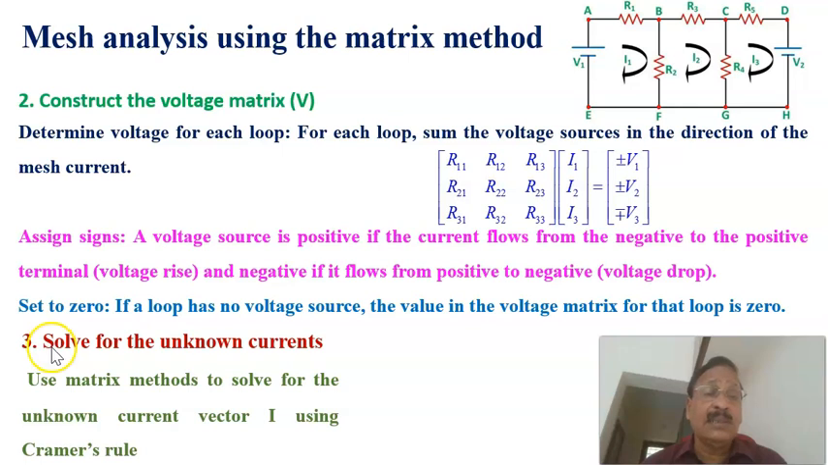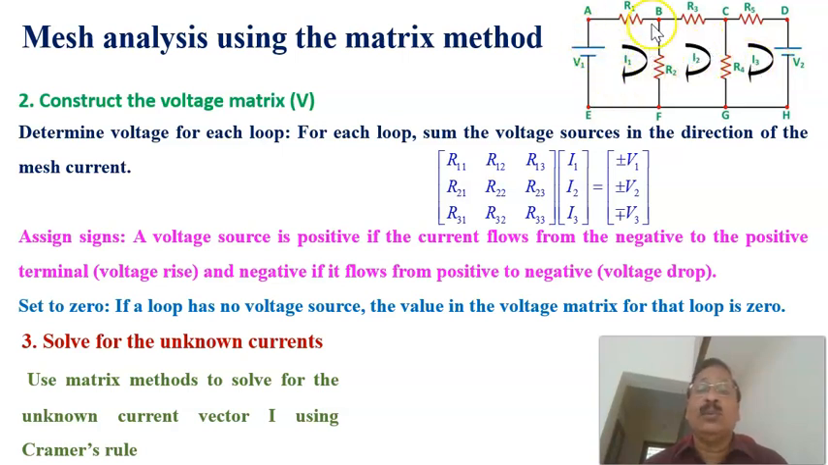Then the next step is that once we form the matrix equation, we have to solve for the unknown currents. The mesh currents I1, I2, and I3 are the unknown currents to be solved, and we use the matrix method to solve for the unknown current vector by using Cramer's rule. Normally, we can use Cramer's rule to solve for I1, I2, and I3, and thereby we get the mesh currents.